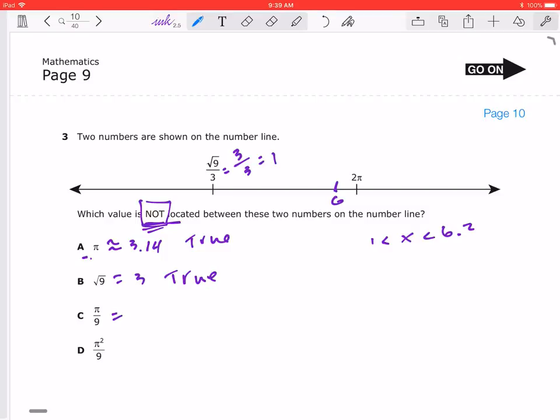Now, letter C, we have 3.14 divided by 9. Now that actually gives us about 0.3 something. So that's false. Okay, so this might be our answer. Let's double check the last one.